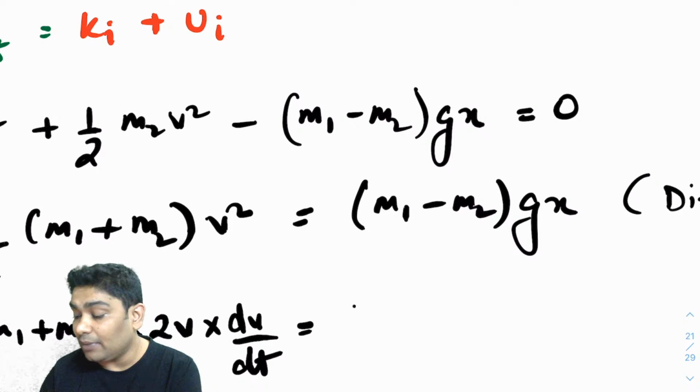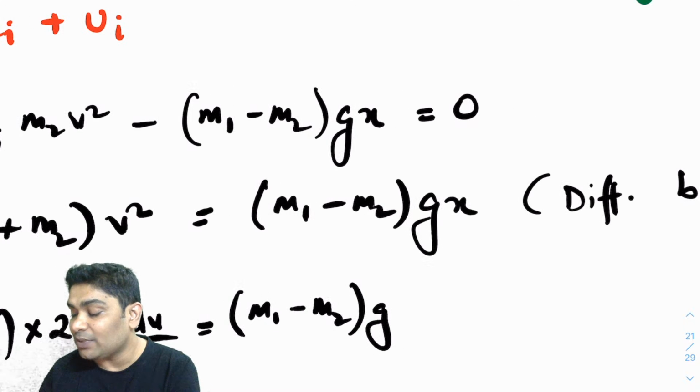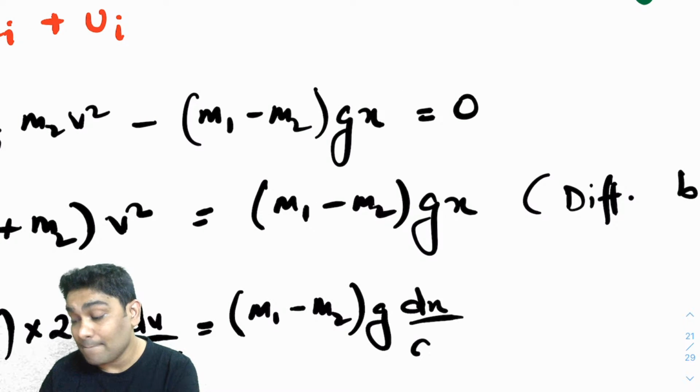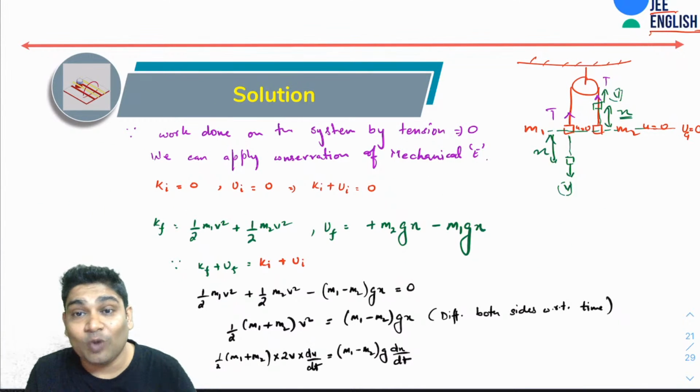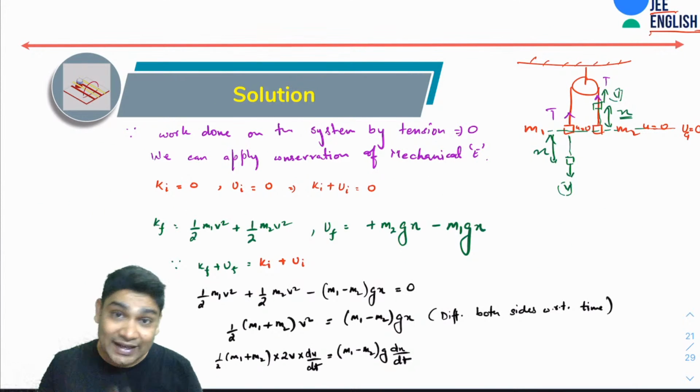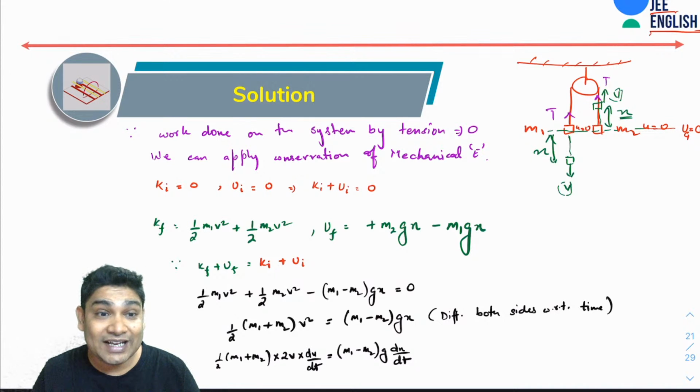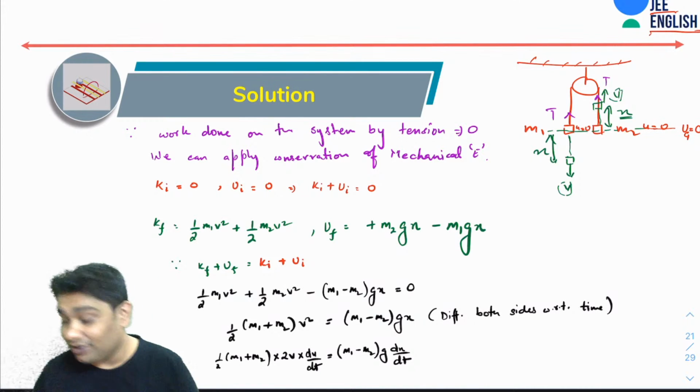And on the other hand, I am getting (m1 - m2) times g into dx by dt. Okay. Now you will also notice one thing. What is dv by dt? dv by dt is nothing but the acceleration of the masses. And what is dx by dt? dx by dt is nothing but the speed.